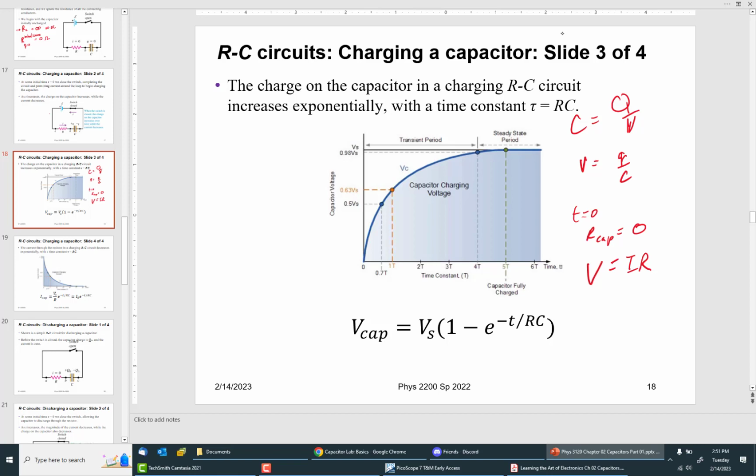And now you see that instead of going up linearly, it plateaus because it takes more and more work to squeeze in charge. At the beginning, the charge flows in quickly, and then it goes slower and slower.